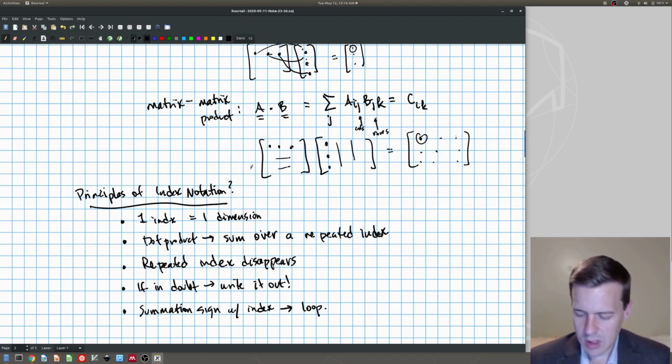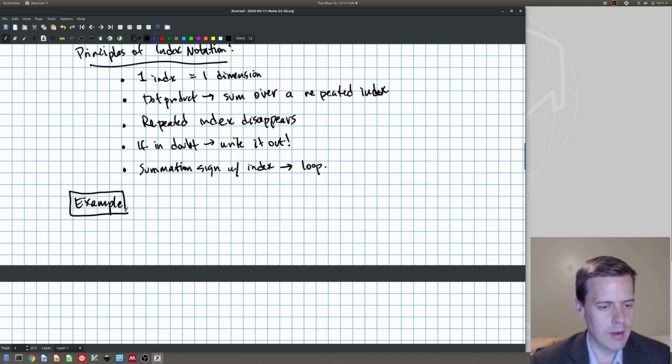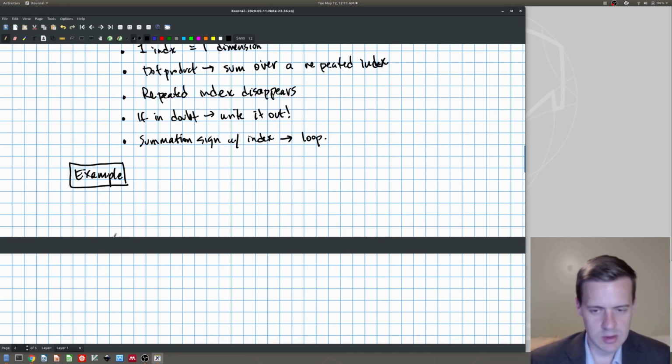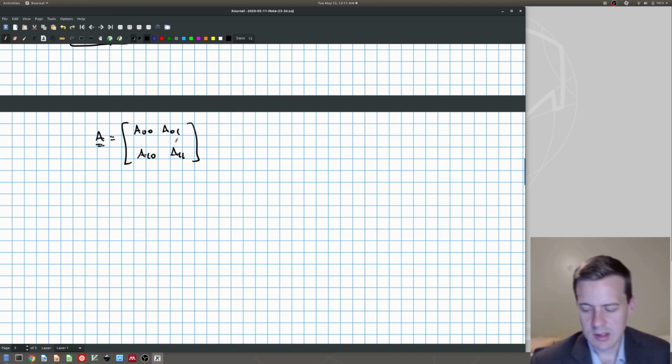So let's just look at a quick example of this. I don't want to take too long, but let's just do a quick example. All right. So suppose I have, let me give myself a new page here. Suppose A is just this 2 by 2 matrix. I'm going to write A00, A01, A10, A11. I'm going to drop the comma because it kind of makes a mess. And x is equal to x0, x1.